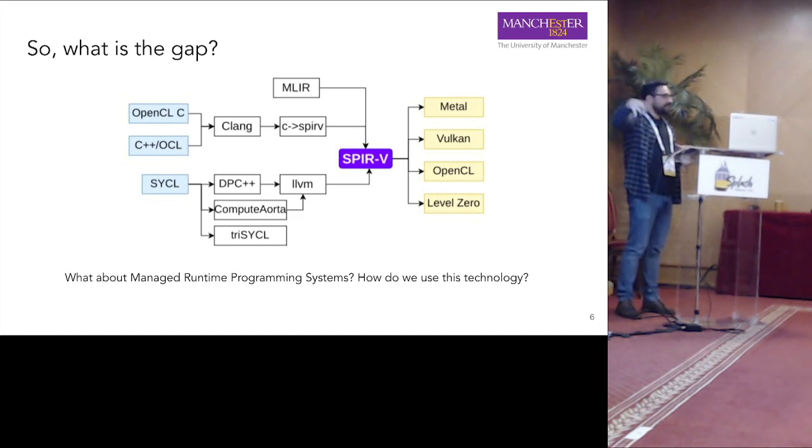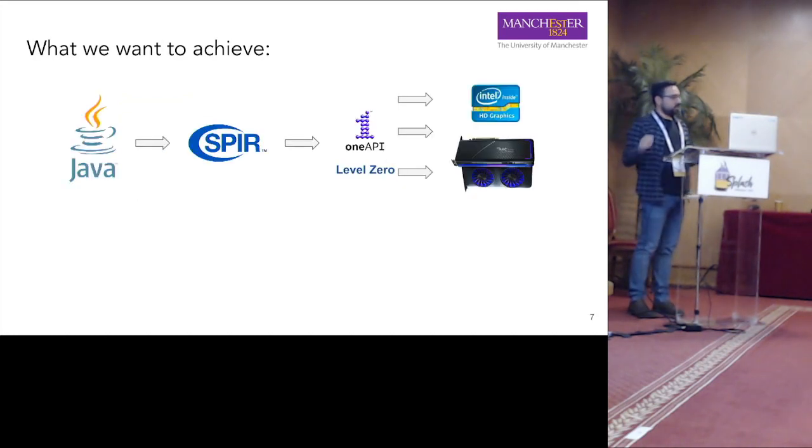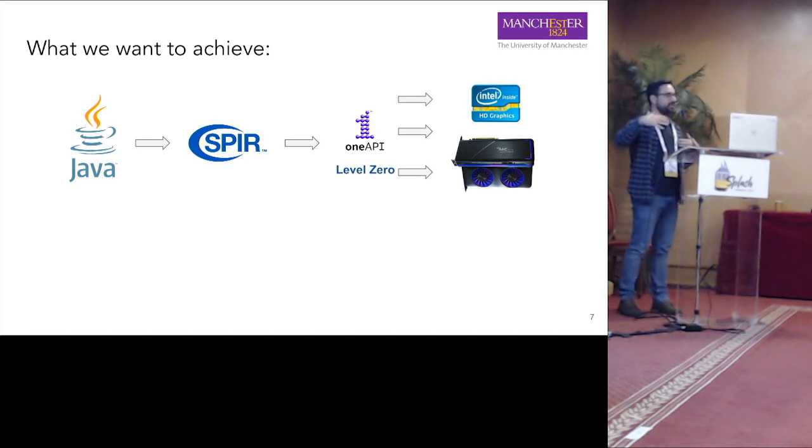Another alternative is to have a SYCL program. SYCL is another standard, many terminologies here, but the key message is that this solution is based on C and C++, but we want Java or any other managed runtime programming language, okay? So what we want to achieve is the following. You have a Java workload, and you want to accelerate part of that Java workload on accelerators. Here are represented Intel HD graphics, Intel discrete GPUs, NVIDIA GPUs, etc.